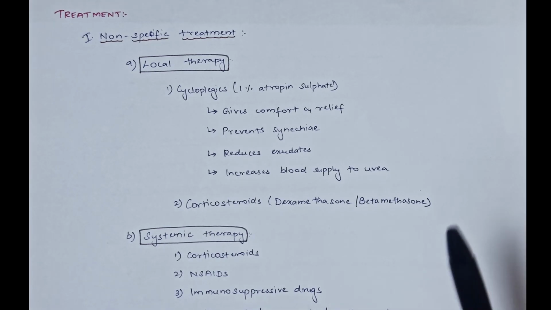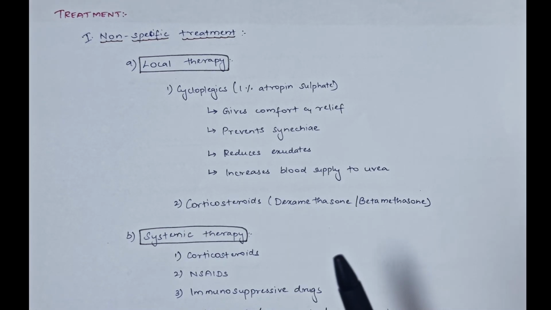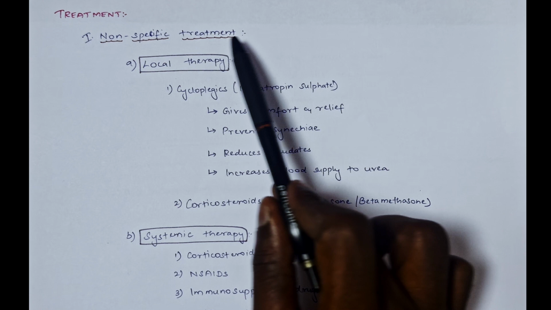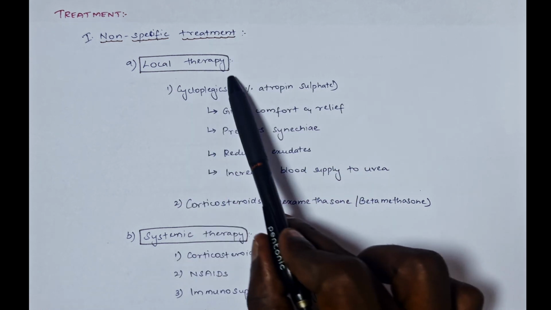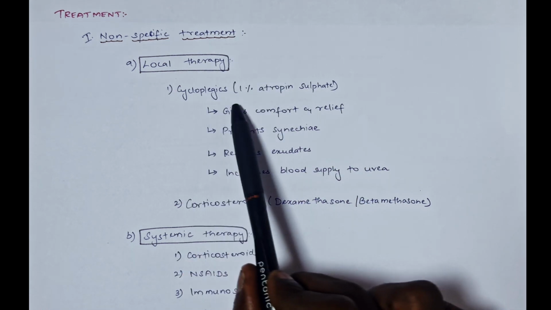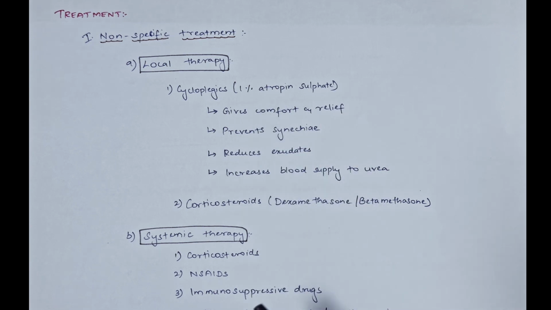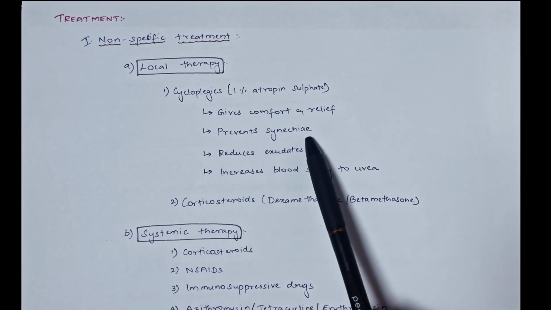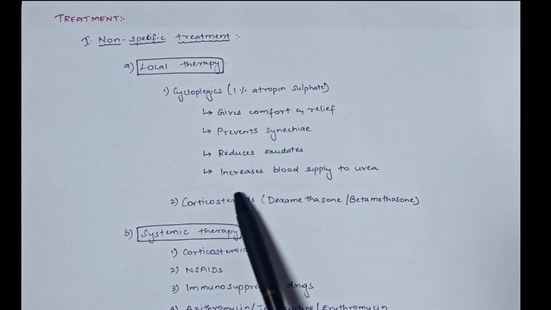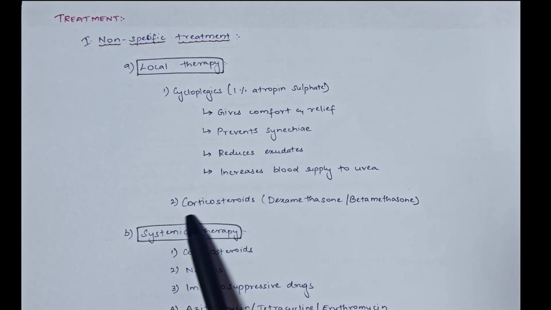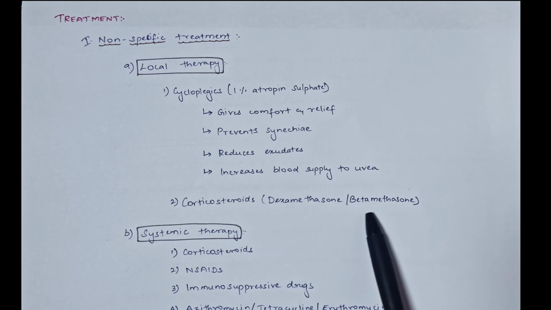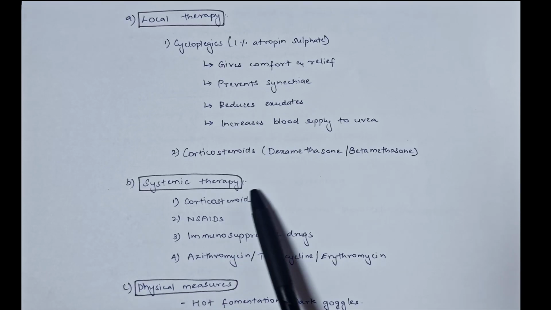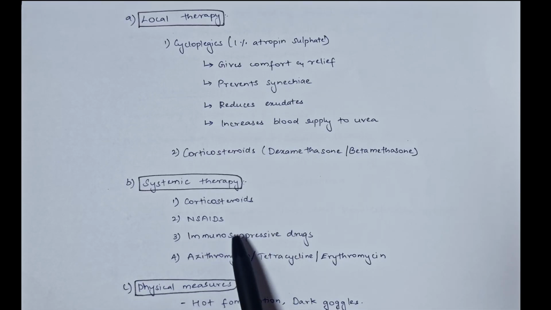Treatment. Treatment is of three types: non-specific, specific, and treatment for complications. In non-specific treatments, we will do local therapy where we will give cycloplegics, which is 1% atropine sulfate. This cycloplegic gives comfort and relief, prevents synechiae, reduces exudates, increases blood supply to uvea, and we will give corticosteroids like dexamethasone and betamethasone. And in systemic therapy, we will give corticosteroids, NSAIDs, immunosuppressive drugs, and antibiotics like azithromycin, tetracycline, erythromycin.